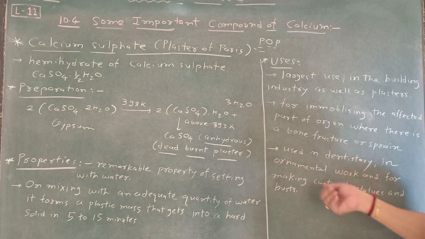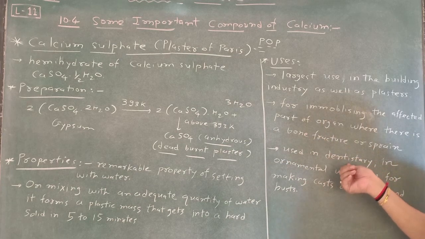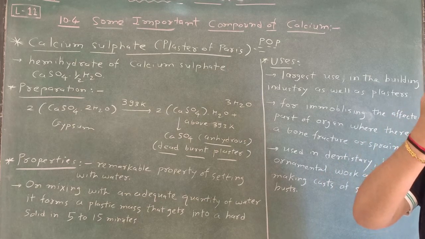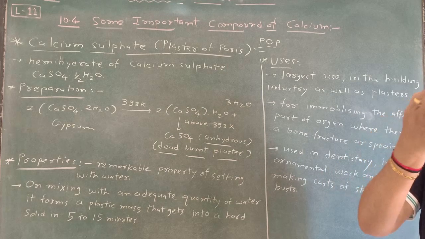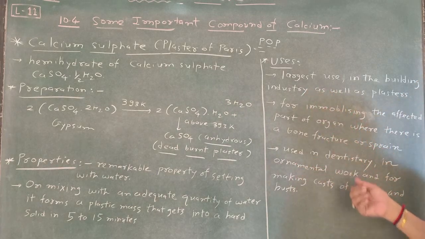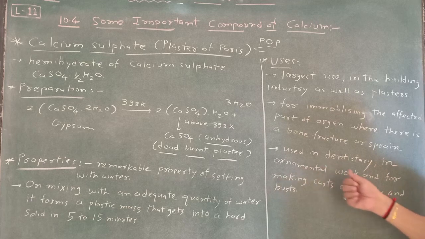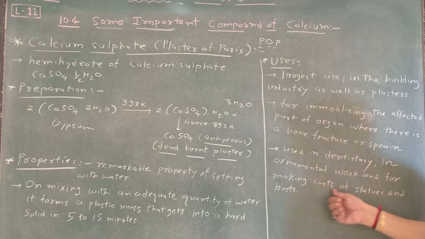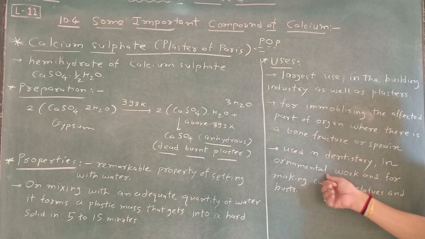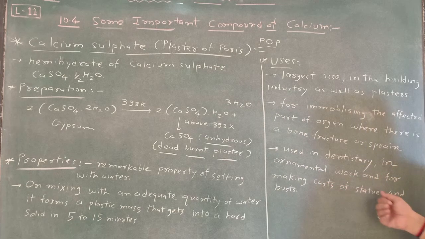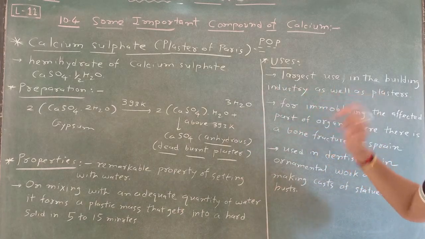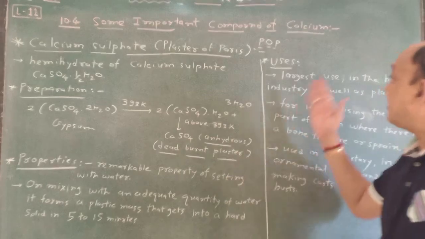Okay, so this is very important. It is used in dentistry, that means it is used by dentists. The dentist uses plaster of Paris for making artificial teeth, this POP, plaster of Paris. It is also used in ornamental work and for making casts of statues and busts, which you know very well. So this is all about calcium sulfate hemihydrate: preparation, properties and uses.